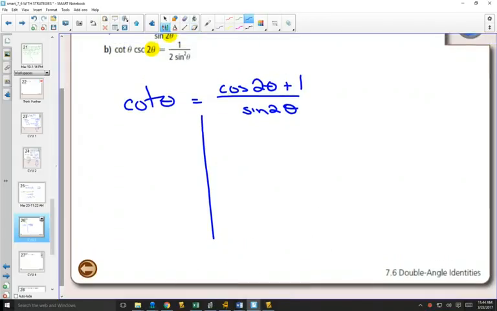Now, when I change a double angle, remember that for the cos 2 theta, we had 3 formulas. For the sine 2 theta, we had 1 formula. So for the sine 2 theta, that one's going to be easy to change first. Our only option is 2 sine theta cos theta. For our cos 2 theta, we have 3 options. And again, all 3 will work, but there will always be one that's the fastest.